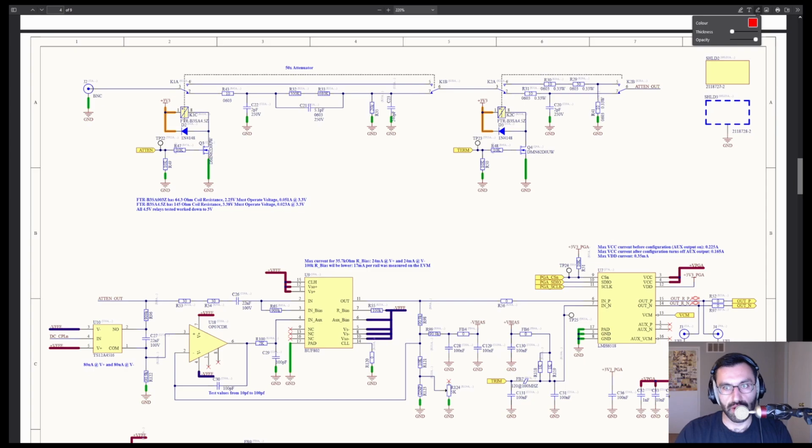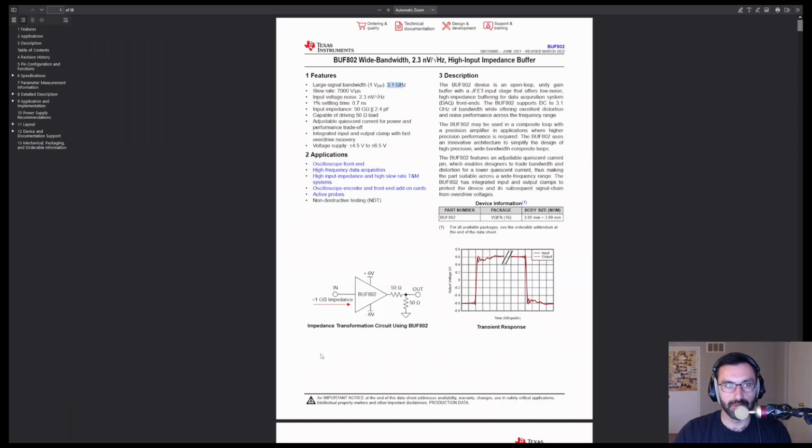Now that we finished talking about the termination, let's look at the active devices in the front end. First, the buffer. This thing has a bandwidth of 3.1 gigahertz, so it's probably not the limiting factor here.